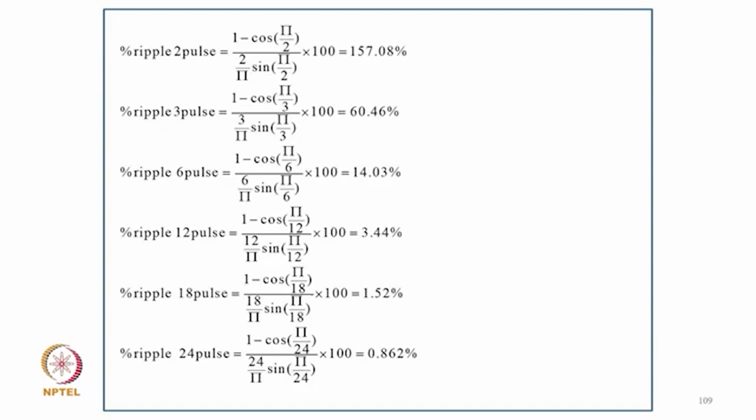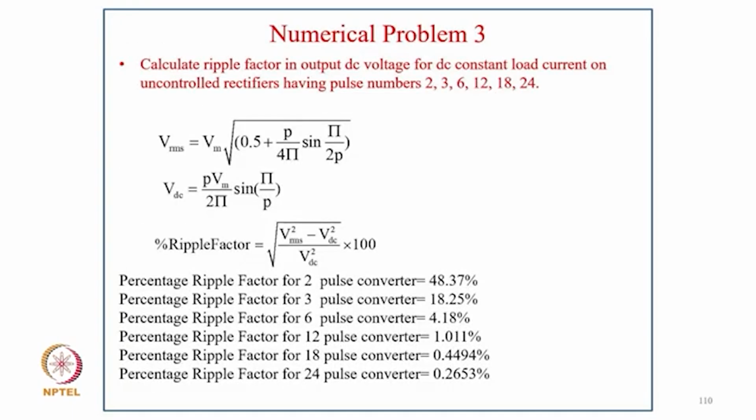becomes 60.46%. Ripple percentage in 6 pulse becomes 14.3, and ripple in 12 pulse becomes 3.44, and ripple in 18 pulse becomes 1.52, and ripple in 24 pulse becomes 0.62%.